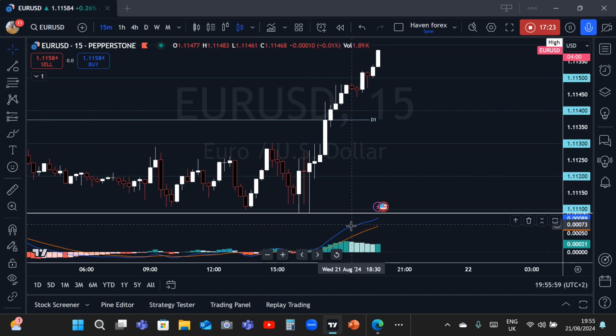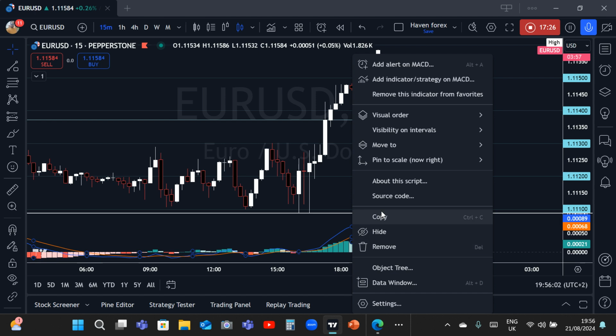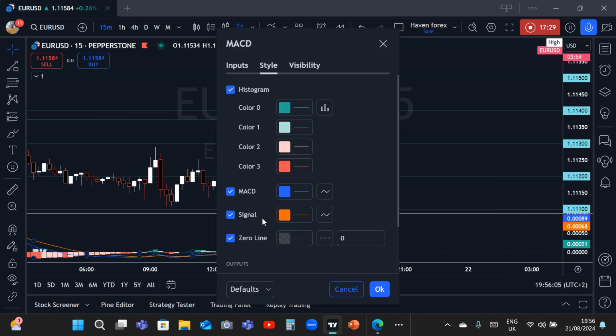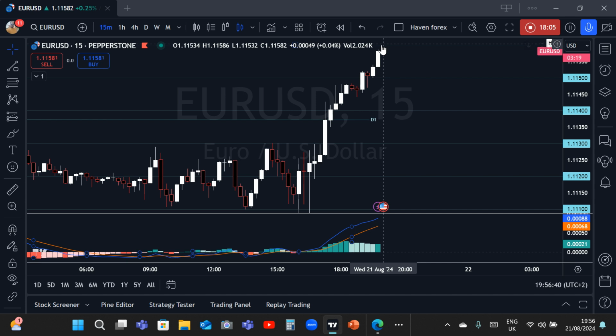All right. So for you to really know this thing, just right click on it, go to settings, and you will see it. You can use any color to represent it. The MACD line is represented with blue. The signal line is represented with this color here. You can call it red, you can call it orange, whatever color you feel like. The histogram here is denoted with this green color. So that is how to check. You can decide to use any color of your choice.